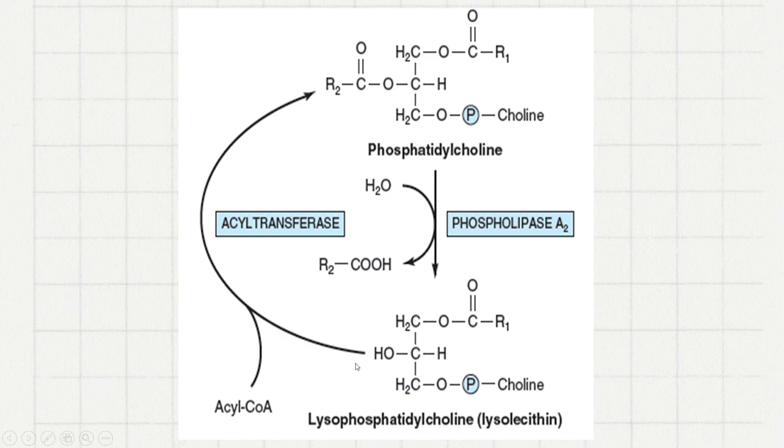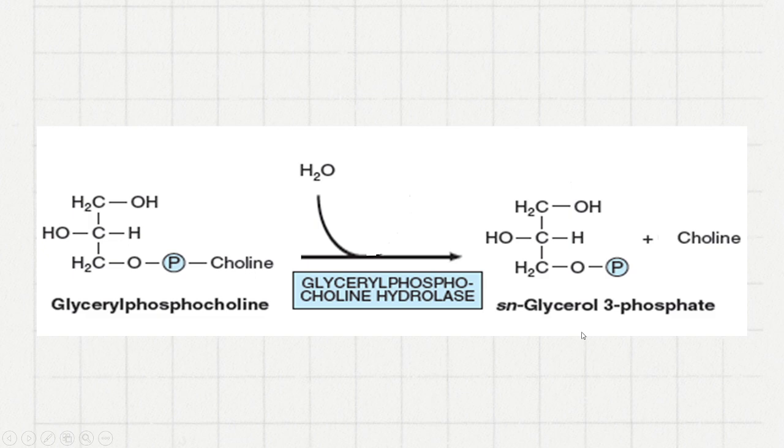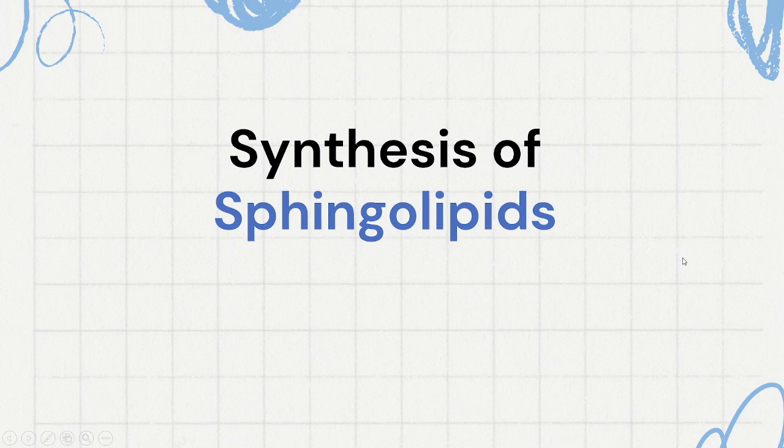However, this lysophosphatidylcholine has another fate. It can be attacked by another enzyme, which is a lysophospholipase, which will release this fatty acid acyl residue from this position to yield glyceryl phosphocholine, and this will be further hydrolyzed into glycerol 3-phosphate and a free choline base.